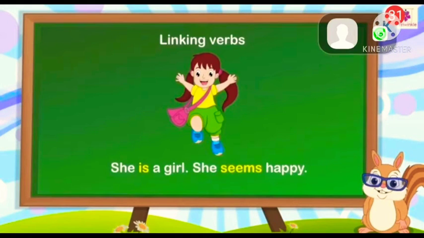For example, she is a girl. She and girl are connected by a linking verb, is. She seems happy. She is the subject and happy is the predicate. Here seems is linking the subject with the predicate.